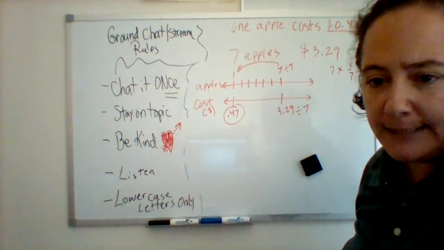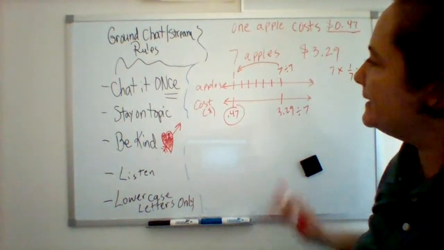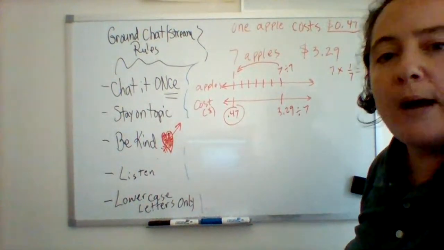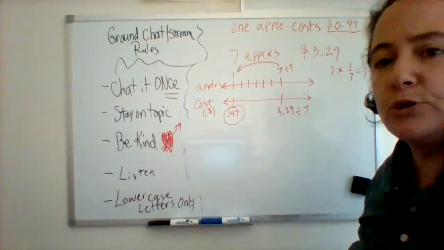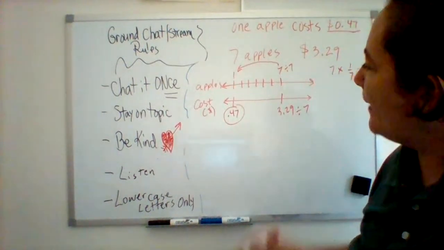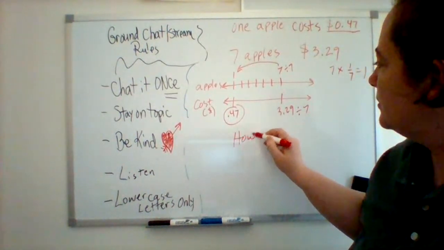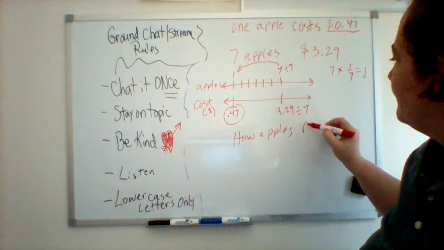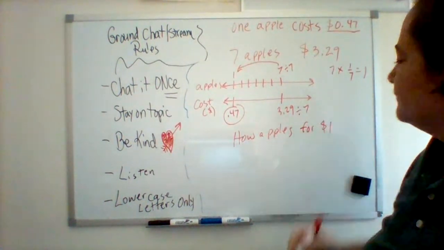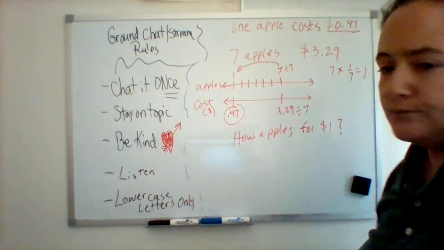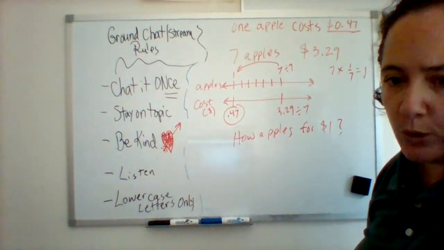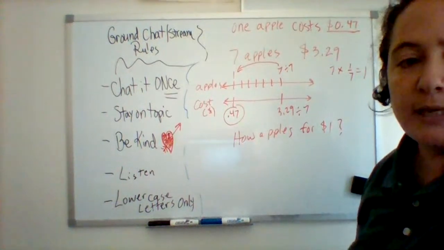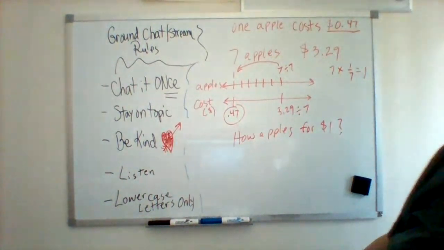Now, I'm going to extend it to ask you how many can you buy for just $1. So I'm going to ask you the other unit rate. How many apples can you purchase if all you have is $1? Each one is 47 cents. So how much can you buy for $1?